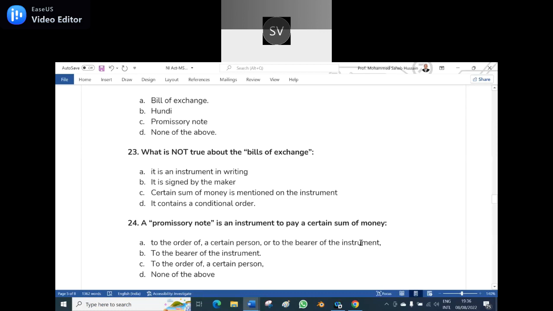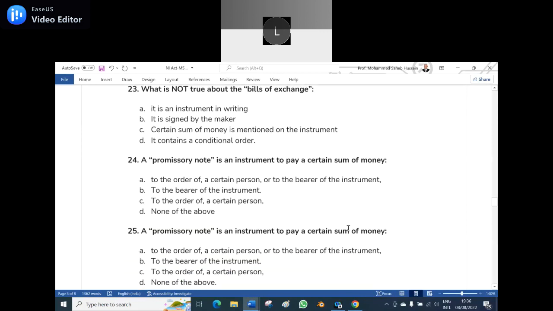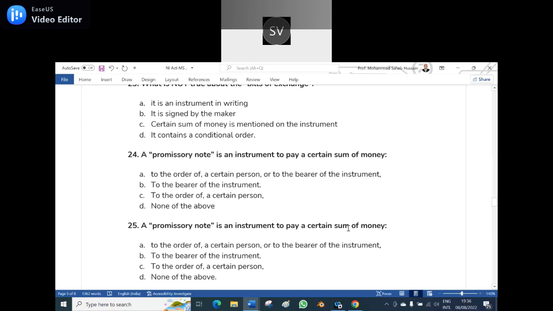23rd question. What is not true about the bill of exchange? Option A, it is an instrument in writing. Option B, it is signed by the maker. Option C, certain sum of money is mentioned on the instrument. Option D, it contains a conditional order. Which is not true? Yes, it contains a conditional order. It's not true regarding bill of exchange.